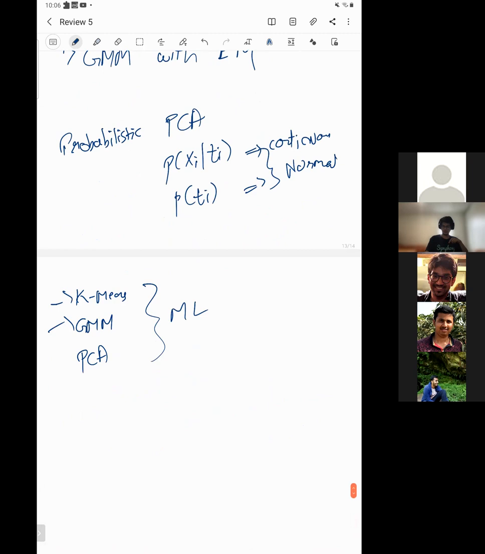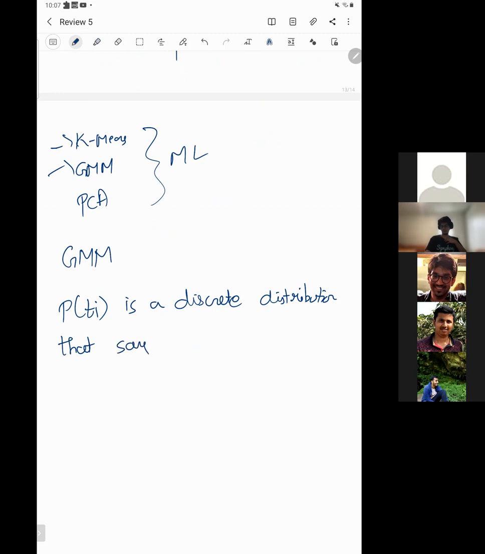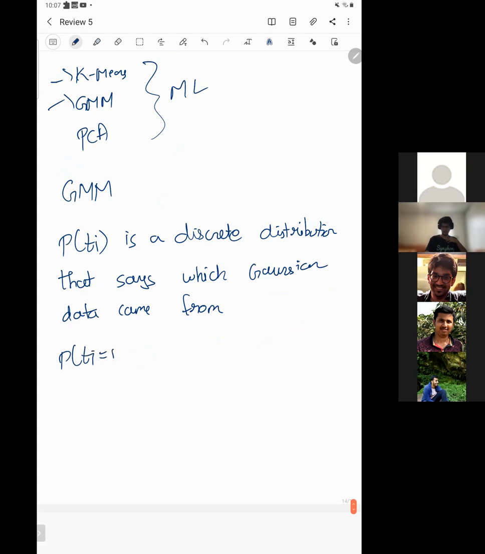And I'll just maybe introduce GMM a bit, what P of xi given ti and P of ti are. In GMM, our modeling assumption is that all the data has come from some mixture of Gaussians. So let's say we have C Gaussians. P of ti is a discrete distribution that says which Gaussian the data came from. So let's say in GMM we have 3 underlying Gaussians. Then ti can take 1, 2, and 3 values. So the realizations of ti are just 1, 2, 3.